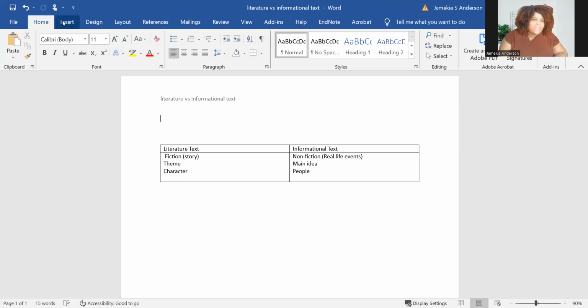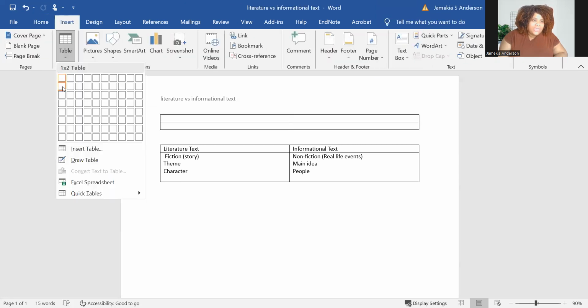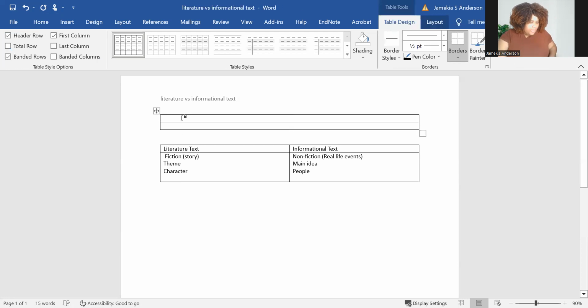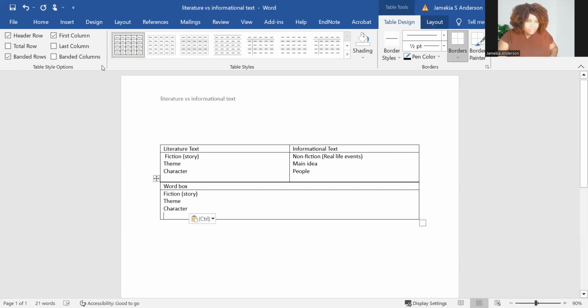Up above, what I did was I inserted a table, right? And I put at the top, this was the word box. And all of these words that you're going to see me type in here.